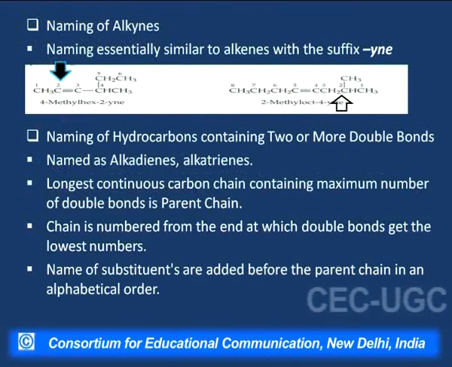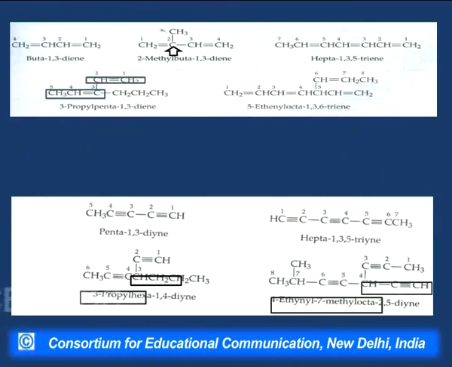Now, supposing the compound has 2 double bonds, we will try our level best to take those 2 double bonds in the main parent chain, right? So the name simply becomes, if I look into the first example, it is simply buta-1,3-diene. But if we look into the next example, which is the 5th example, this is very interesting.